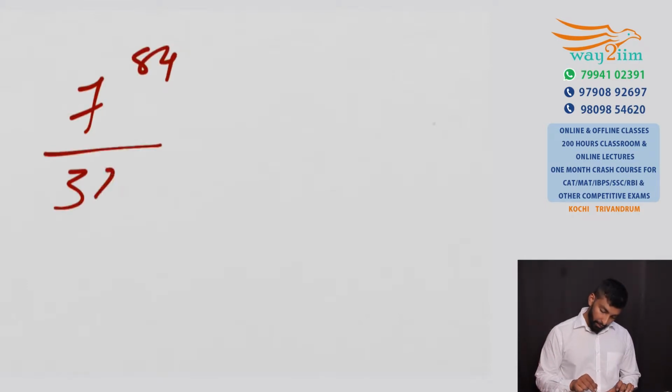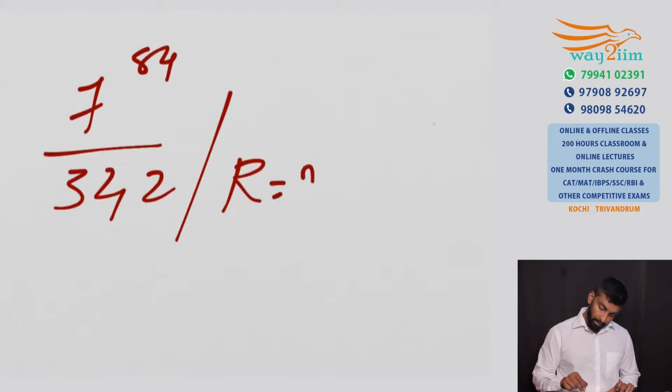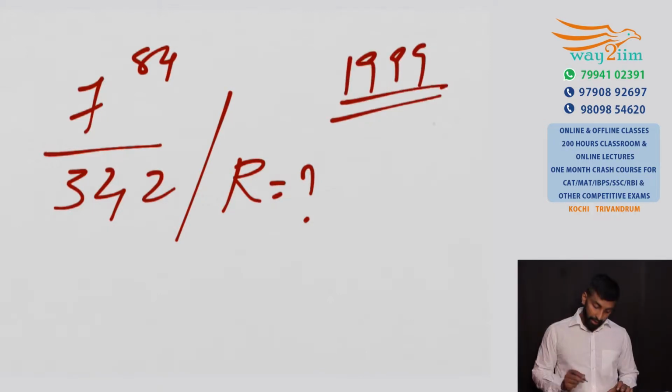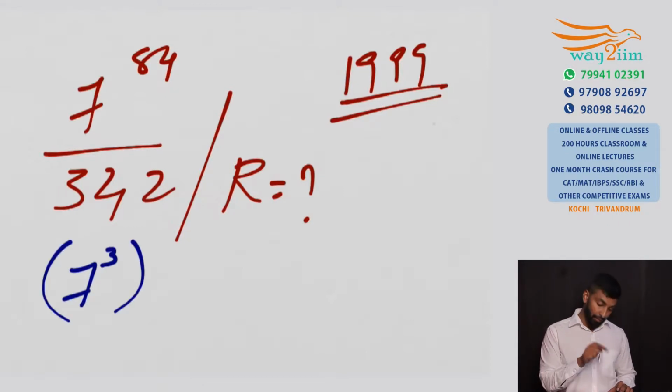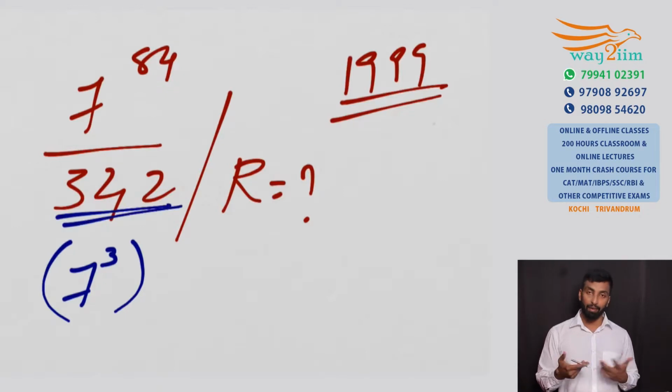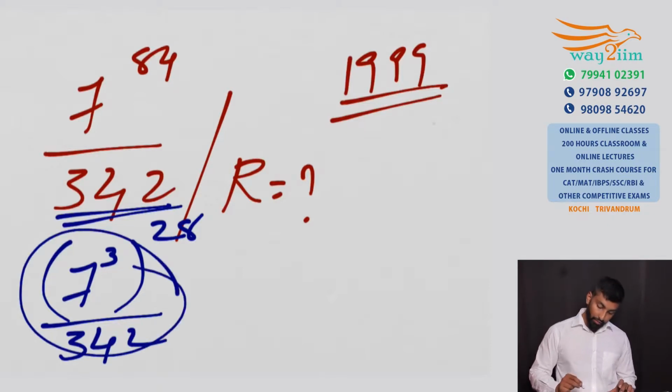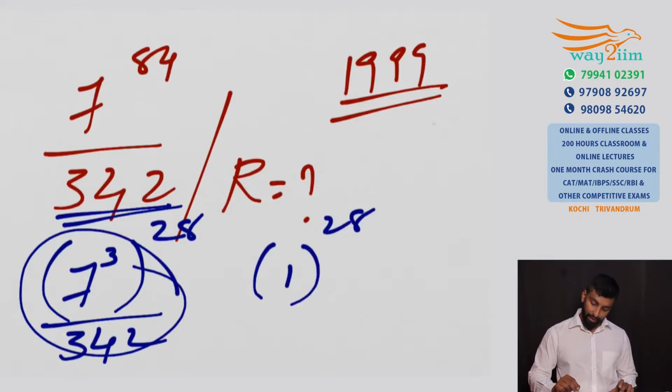What about this question? 7 raised to 84 divided by 342. What is the remainder? This was a 99 question. How will you write? You will write it as 7 raised to 3. You know that is going to give you 343. So 343 by 342 you get a remainder 1, right? So what you need to know is only one thing, that 7 raised to 3 is 343. Or by looking at this number you will get some idea, you will get the clue, right? So 7 raised to 3 raised to 28 divided by 342. And you know this term is going to give you a remainder 1, 1 raised to 28. Anyway your answer is 1.